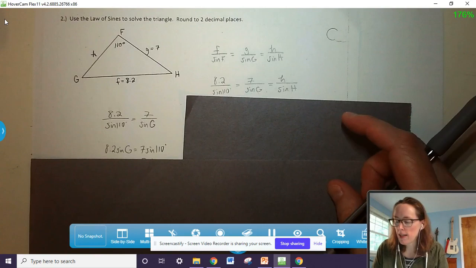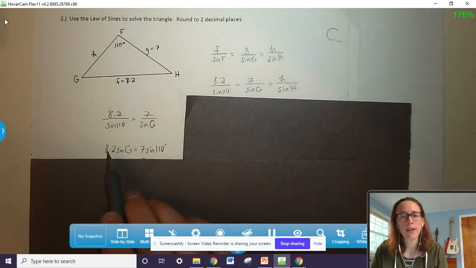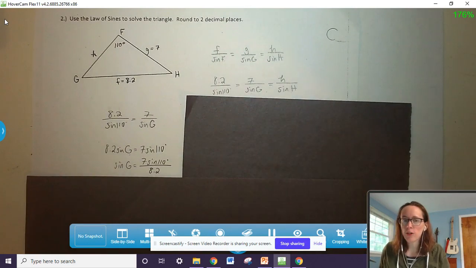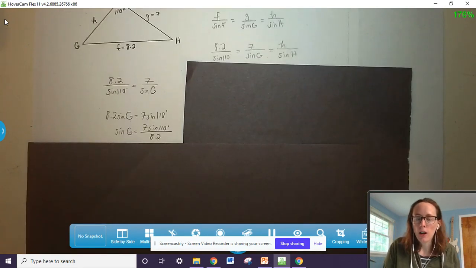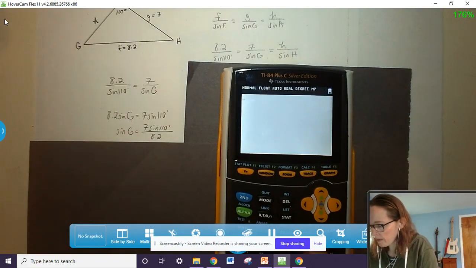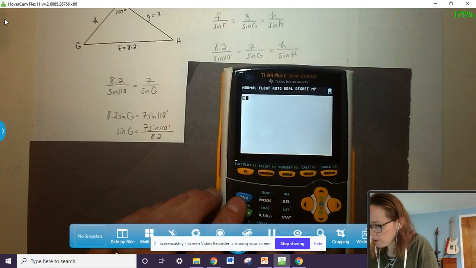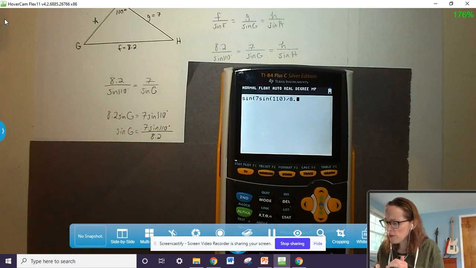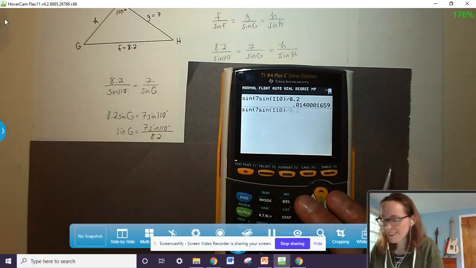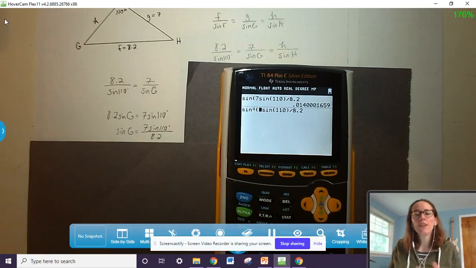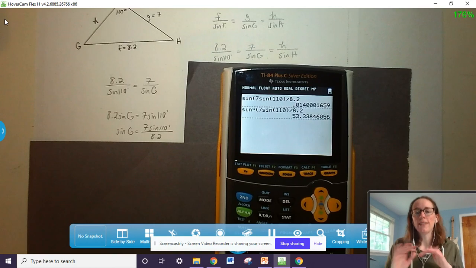we can isolate the sine of angle G by dividing both sides by 8.2. And from here, I would use the calculator. So what I would personally do, you can do sine inverse right away and do the whole thing. So you could do sine inverse of 7 sine 110 over 8.2. It's not too difficult. Well, I messed it up, so I guess it is. I hit sine instead of sine inverse. So you can put the whole thing in your calculator if you want.